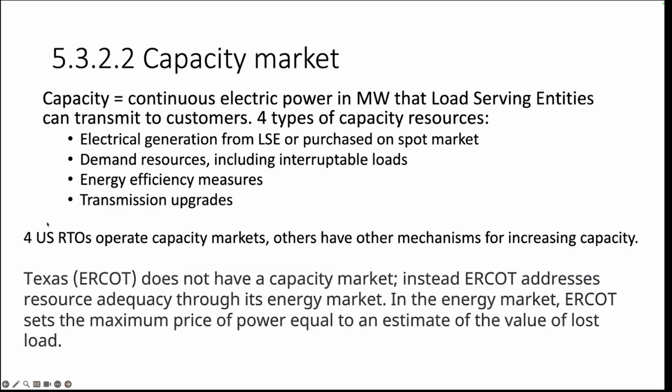All right, now the capacity market is different than the energy market. It is the continuous electrical power in megawatts that load-serving entities can transmit to customers. And there are 4 types of capacity resources. There's electrical generation from a load-serving entity or purchased on the spot market. There are demand resources, including interruptible loads. Residents never sign up for interruptible loads, but businesses do. And there are energy efficiency measures and transmission upgrades.